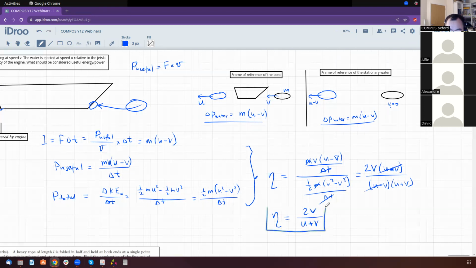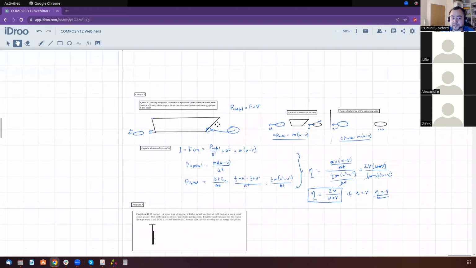And interestingly enough, if u equals v, the efficiency is going to be 1. So if the boat is traveling at the same velocity as the jet coming out of the back of the boat, the efficiency is going to be 1. So it's going to be 100% efficient.